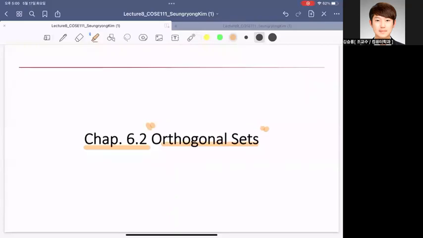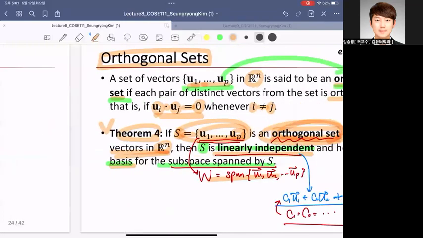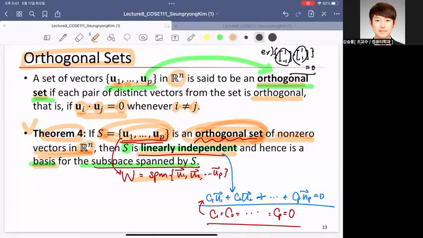In chapter 6.2, we discussed orthogonal sets. We start with the definition of an orthogonal set. A set of vectors is said to be an orthogonal set if every pair of distinct vectors from the set is orthogonal. For example, the inner product of ui and uj is equal to 0 whenever i is not equal to j. If S is an orthogonal set of non-zero vectors, then S is linearly independent, hence it is a basis for the subspace spanned by S.